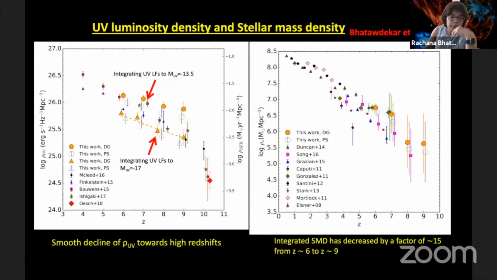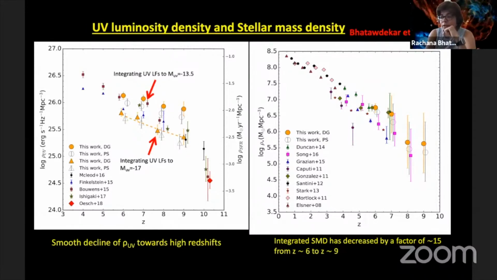And so with our new measurements, we also estimated the UV luminosity density and stellar mass density. As you can see in this plot, these orange circles, which represent the luminosity density, which we have estimated by integrating our luminosity functions to an absolute magnitude of minus 13.5, which is the faintest galaxy in our sample, are quite high compared to the luminosity density estimated with magnitudes of minus 17, which is the observational limit of HST. And they also show a smooth decline towards higher redshifts in both the cases.